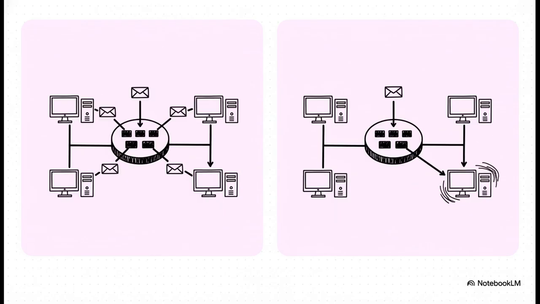Now for hubs versus switches. A hub is, well, it's dumb. When it gets data, it's like someone standing in a crowded room and just screaming that information out to everyone, hoping the right person hears it. It's noisy, it's slow, it's inefficient.